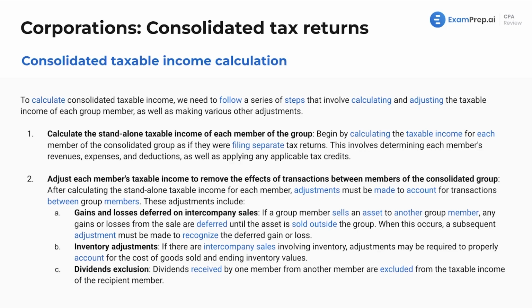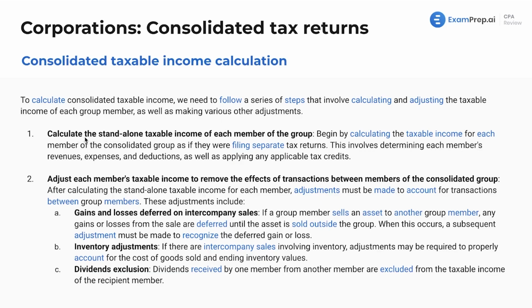Also, could you see multiple choice questions on this? For sure. So definitely something to keep in mind, and we're going to run through lots of examples with numbers and making sure that you understand the calculations. Now, first we've got the steps. In order to calculate consolidated taxable income, we need to follow a series of steps that involve calculating and adjusting the taxable income of each group member, as well as making various other adjustments.